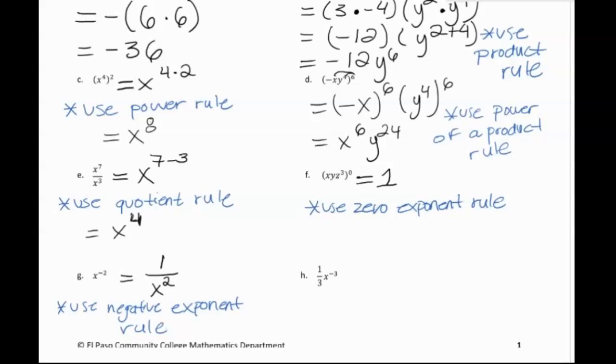Use the negative exponent rule. For example h, we have 1/3 times x to the negative third power. Now, we're going to break this down because this is the same as 1/3 times 1 over x to the third power. We can go ahead and multiply that. 1 times 1 is 1 over 3 times x to the third power.